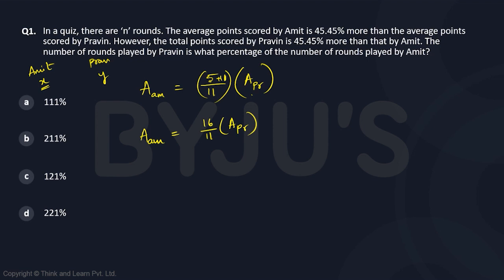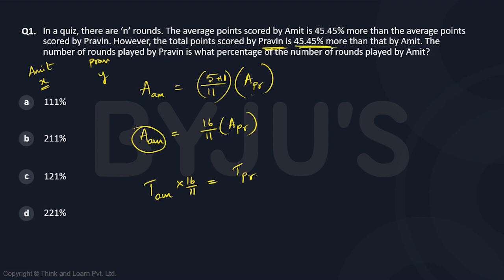The second statement is the points scored by Praveen. Now we are talking about totals. So what is the total of Amit? Total of Amit is average of Amit into the number of games he played. The totals of Amit and Praveen are related slightly differently. So what is the relation? Amit's total into 16 by 11 is now Praveen's total. This is the second part of the statement.